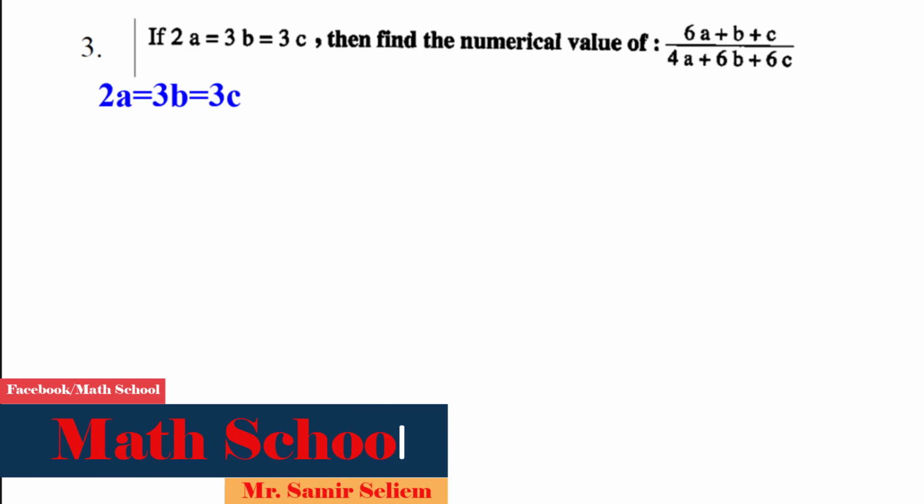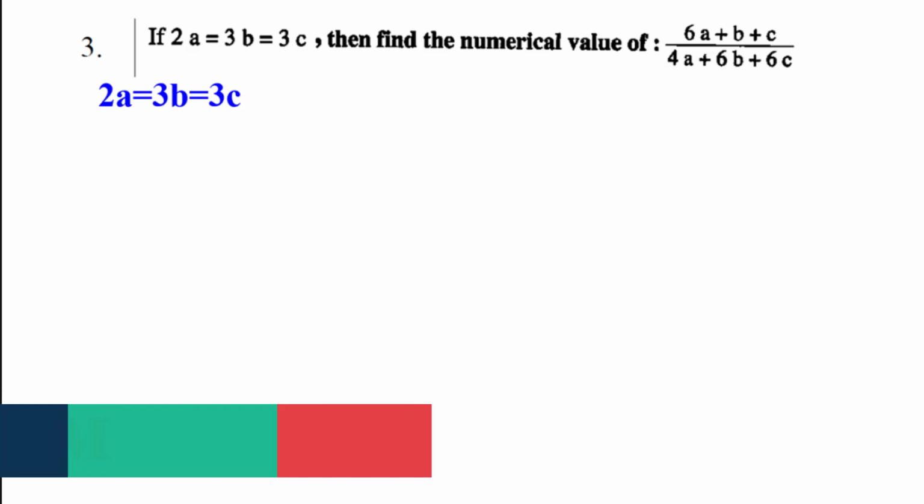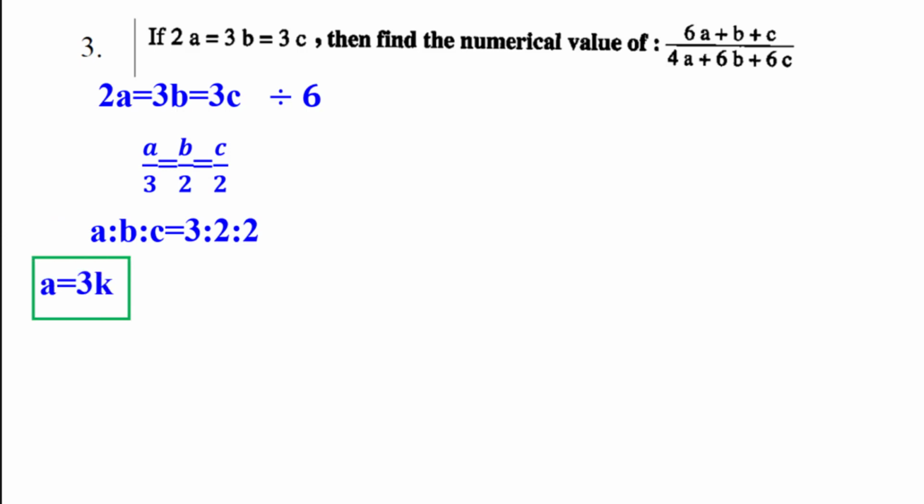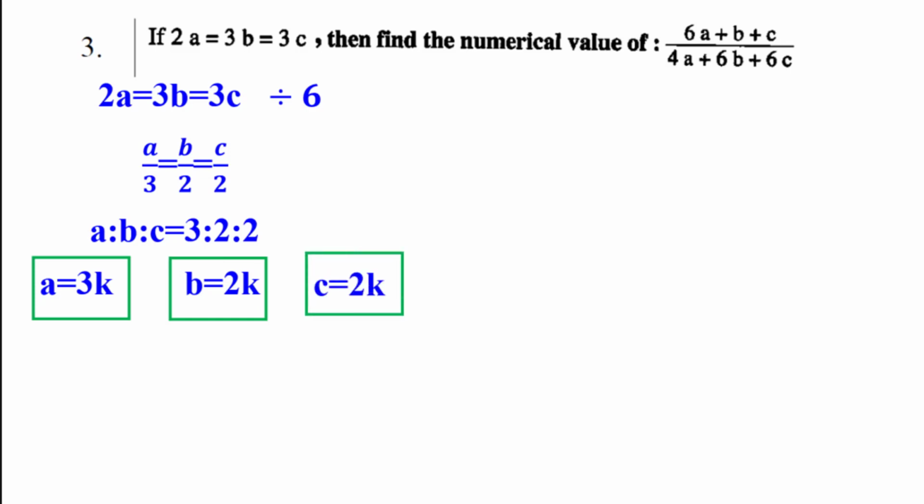The lowest common multiple of 2 and 3 is 6. So divided by 6, we will get a over 3 equals b over 2 equals c over 2. Now the ratio among a, b and c is 3 to 2 to 2. Here we can suppose that a equals 3k, b equals 2k and c equals 2k, where k is a constant, not equal to 0.